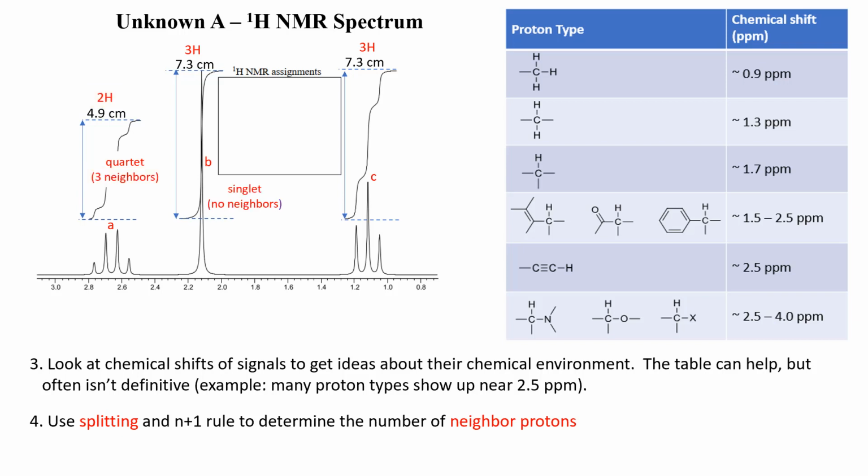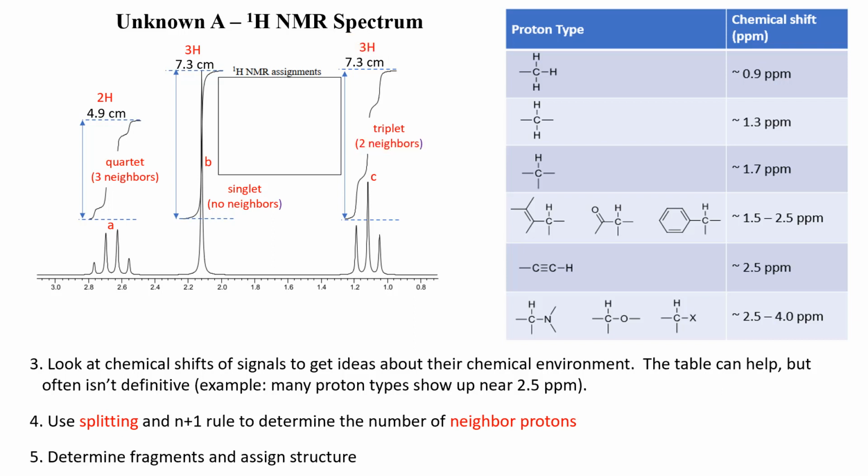Signal B is a singlet. That means it has no neighbors. 0 plus 1 is 1. These are isolated protons. This is probably a CH3 group that is not near any other protons. And finally, we have signal C. That's a triplet. That means that this signal has 2 neighbors. From the integration, we know that this is 3 protons, and from the splitting, we know that these 3 protons have 2 neighbors. It's a CH3 next to a CH2.